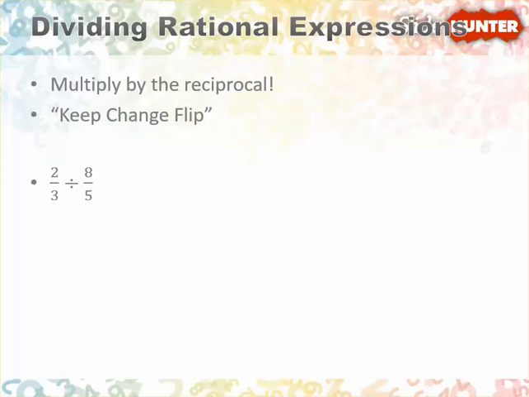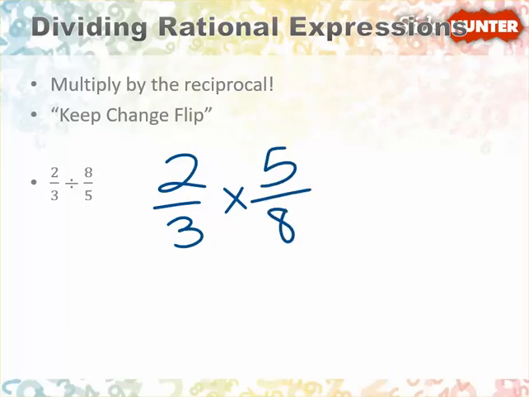We have 2/3 divided by 8/5. To divide that, we're going to keep the 2/3. We're going to change the division to a multiplication, and we're going to flip the second fraction. So instead of 8 over 5, we flip, so we can write that as 5 over 8. So 2/3 divided by 8/5 is the same as 2/3 times 5 over 8.